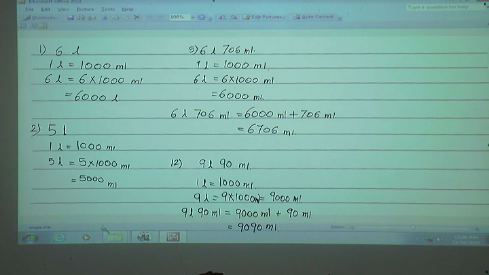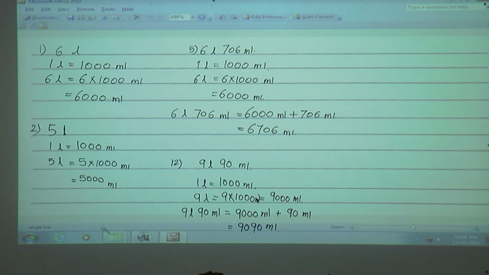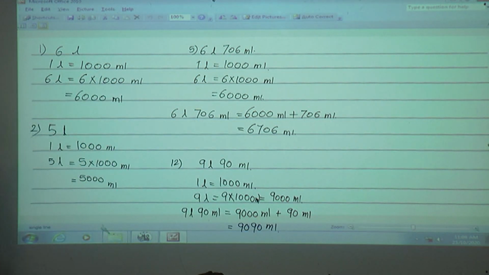Now we will see how to convert into liter and milliliter. This was about how to convert into milliliter. See here, they had given us in liter and we have converted into milliliter. So here we have converted liter into milliliter, and also here we have converted liter and milliliter into milliliter only. Now we will see how to convert into liters and milliliters, if they had given us in milliliter.